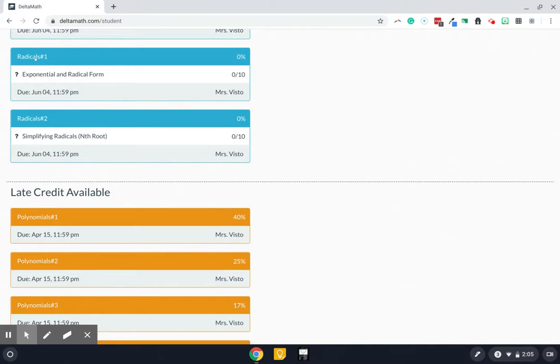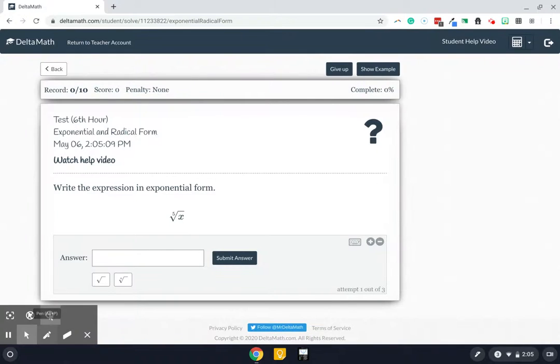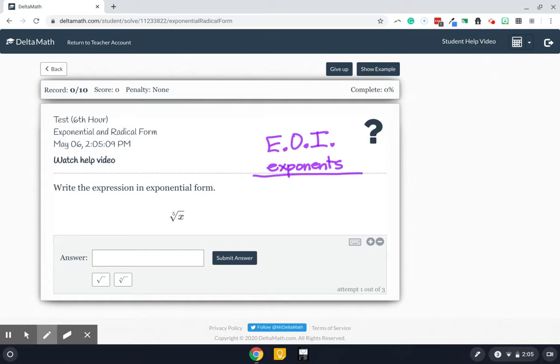Radicals number 1 is exponential and radical form. In this work, we are super heavily focused on this idea of E over I. And all it means is that we, in fraction form, work with exponents over index. Okay? Now remember, if there's no E in the problem, no exponent, we assume there's a 1. If there's no I, we make it a 2.